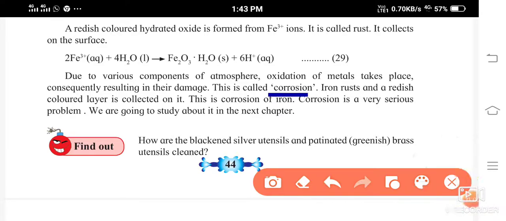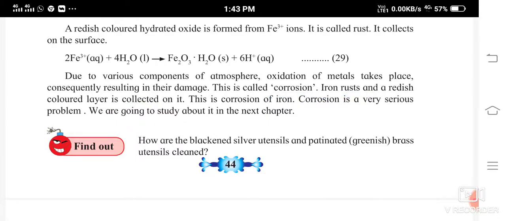Iron rusts, and a reddish colored layer gets collected on it. I am sure everyone must have seen this. So this is corrosion of iron. Corrosion is a very serious problem, right? So we are going to study about it in the next chapter.